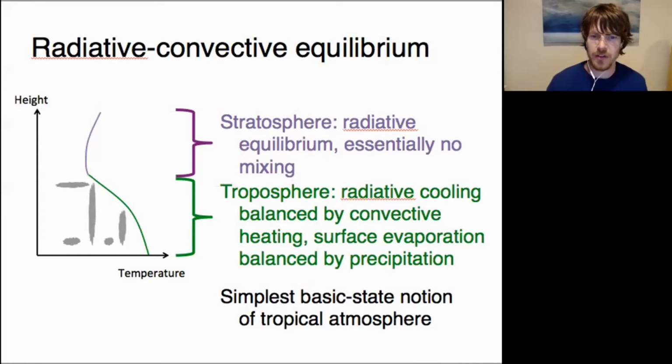So we're going to set up simulations of hurricane worlds by looking at an atmosphere that's in an idealized thermal equilibrium, where the troposphere has radiative cooling balanced by convective heating, and if it exists, surface evaporation balanced by precipitation. You can also have dry radiative-convective equilibrium, where there's no surface evaporation and no precipitation, and dry convective heating balances radiative cooling. And above the troposphere, there's a stratosphere, which is in pure radiative equilibrium with essentially no mixing.